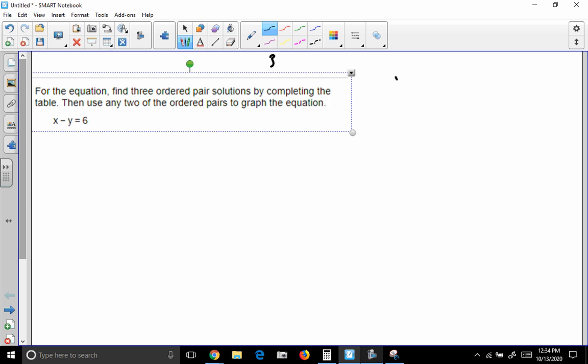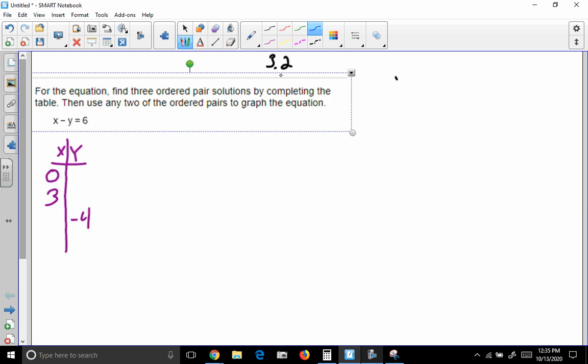Let's take a look at these problems out of 3.2. They give us an equation, and they want us to find three ordered pairs that are solutions to this equation, and then they want us to plot this. So I'm going to make a table, and in my math lab, they're going to give us some x values. For example, they're going to give us an x value of 0. And they might also give us an x value of b, and they might give us a y value.